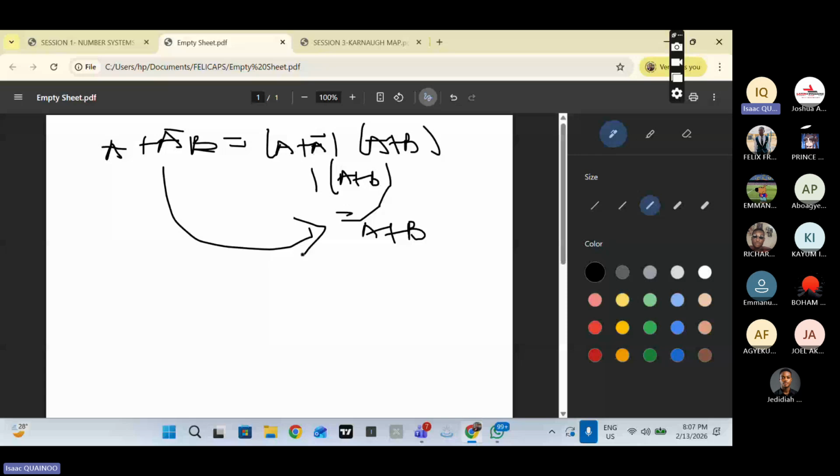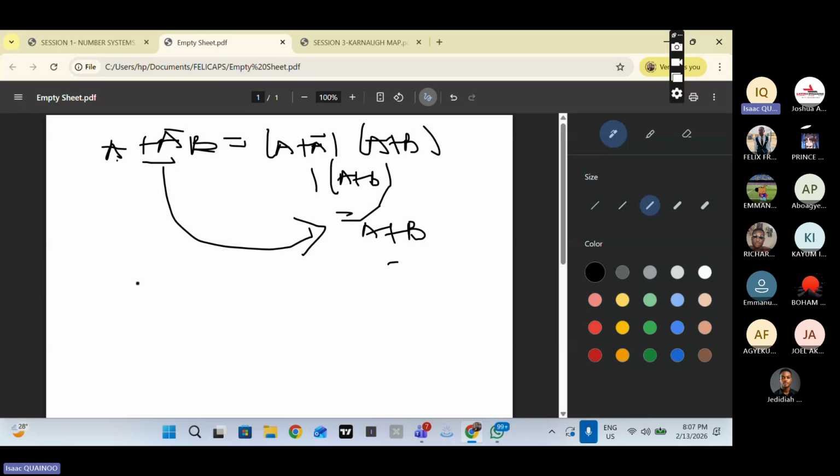So whenever you have anything like this, you should know that the final answer is going to be A plus B. So that's what the absorption rule is telling us.